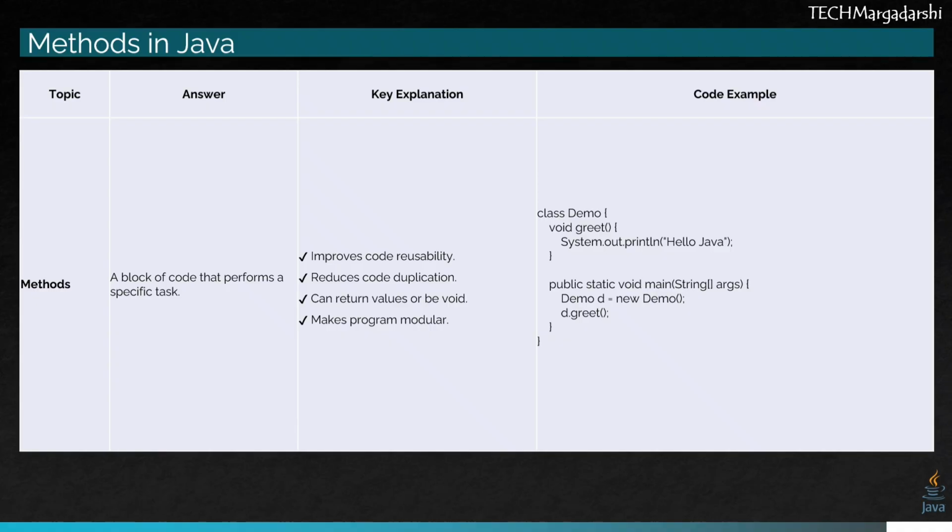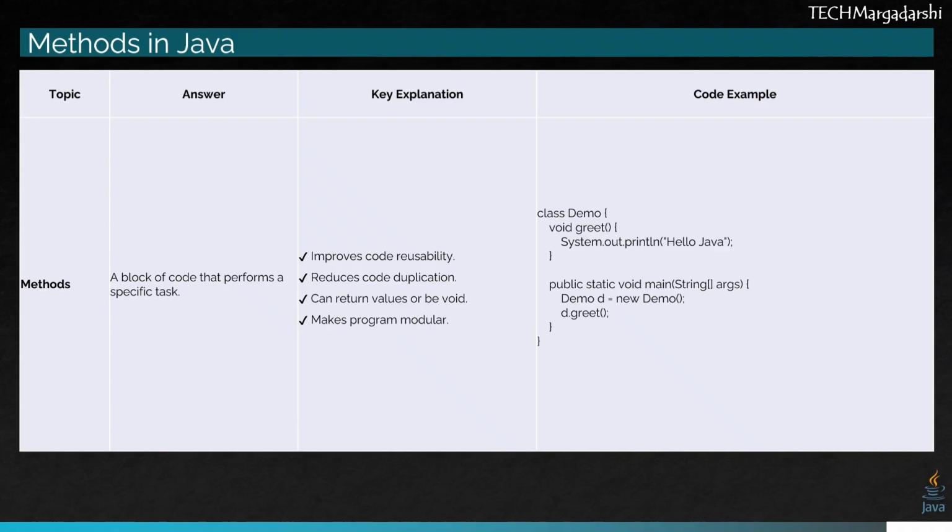Methods help in code reusability, which means we can call the same method multiple times. They also reduce code duplication and make programs more modular and readable. A method can either return a value or be void, depending on the requirement.